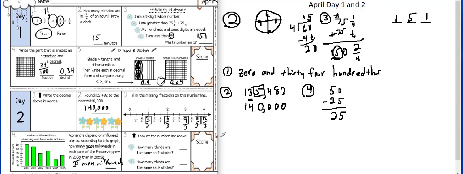All right, number 5. Look at the number line above. So we're looking up at number 3. How many thirds are the same as 2 wholes? So I look, here's 2 wholes. So how many thirds? That would be 6 thirds. How many thirds are the same as 4 wholes? So here's 4 wholes, and that would be 12 thirds. All right, and there we go.